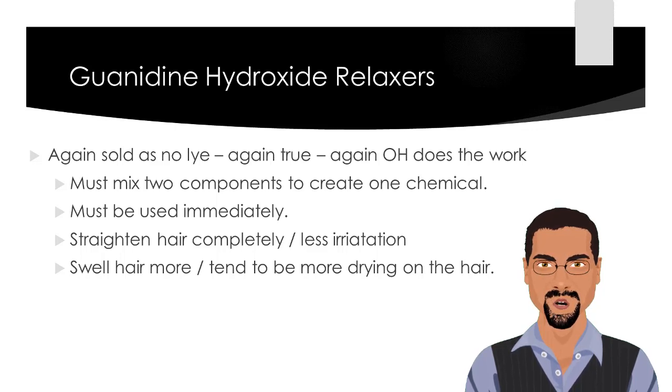Guanidine relaxers contain two components, and must be mixed immediately before use. Guanidine relaxers will straighten the hair completely, with less scalp irritation than other hydroxide relaxers. Although they reduce scalp irritation, they do not reduce the damage to the hair. They will swell the hair more than other relaxers, and they tend to be more drying to the hair.